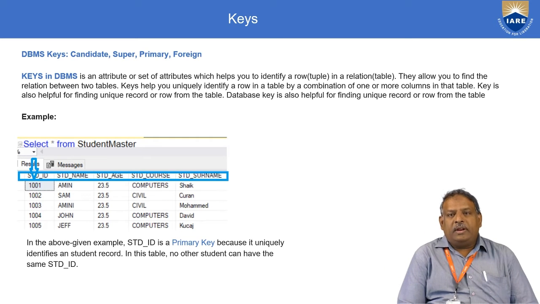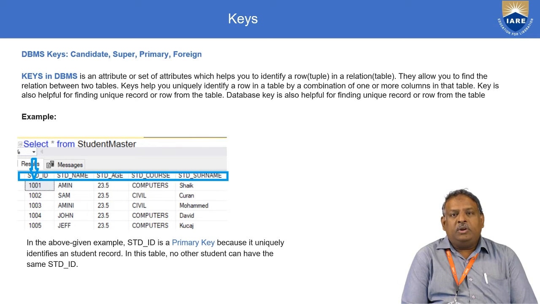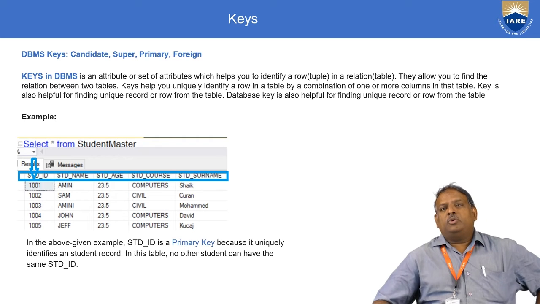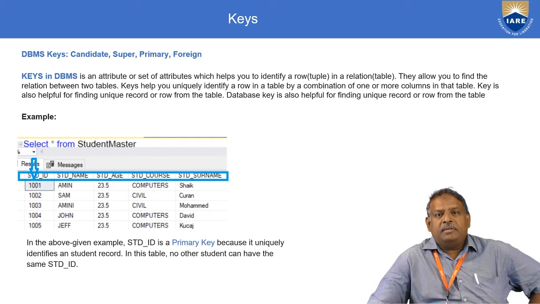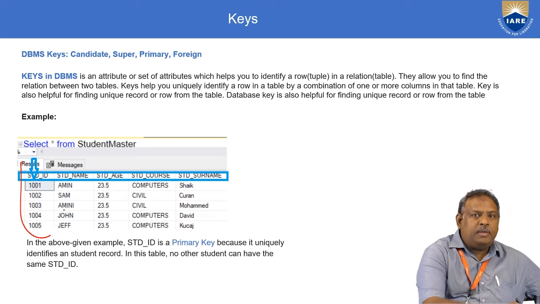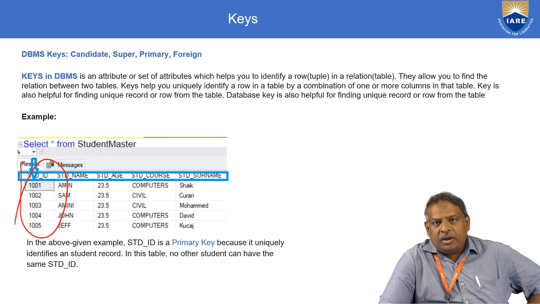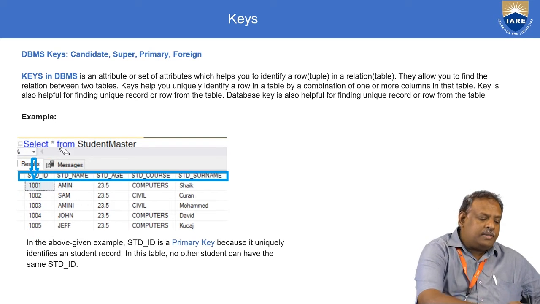In the given example, STD_ID is a primary key because it uniquely identifies a student record in this table. No other student can have the same STD ID. I cannot have one more student with ID 101. In that case, this key cannot be a primary key or unique key. As it is unique, it gives us the entire information of this particular student. This key can be called a primary key.